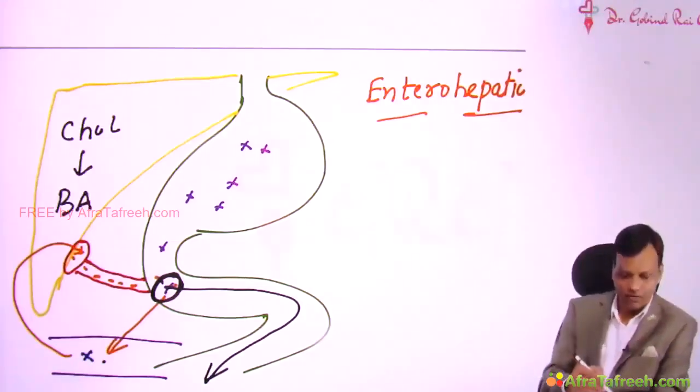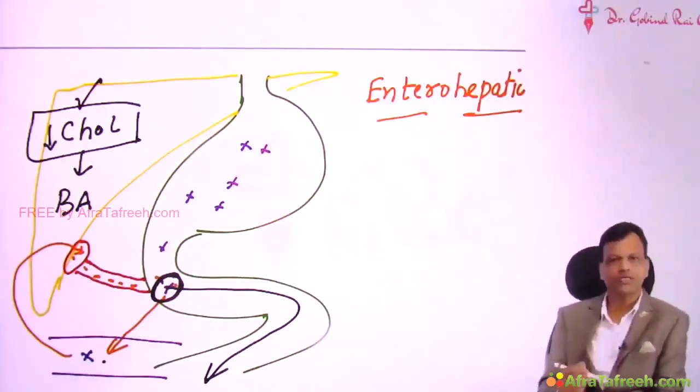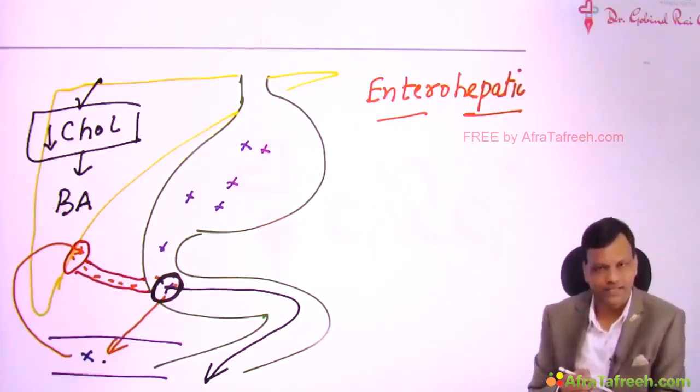So when the liver starts forming bile acids from the cholesterol, the cholesterol in the liver decreases. So finally, we want to decrease cholesterol. So cholesterol is decreased because it is consumed in conversion to bile acids.